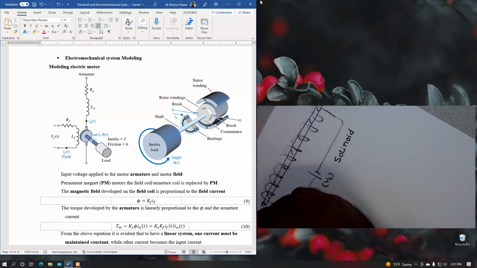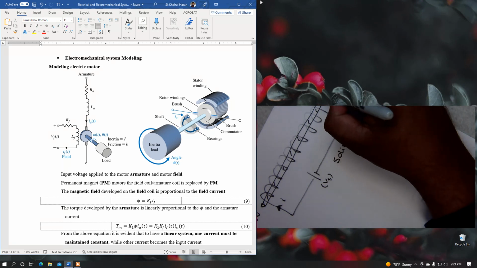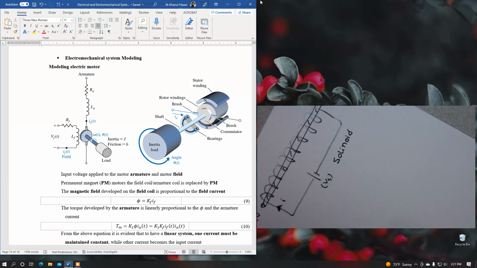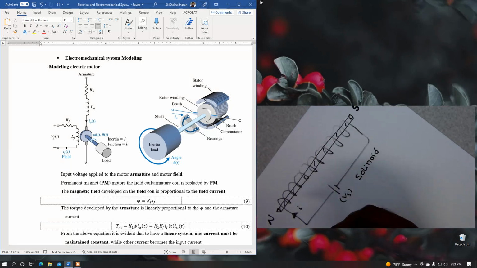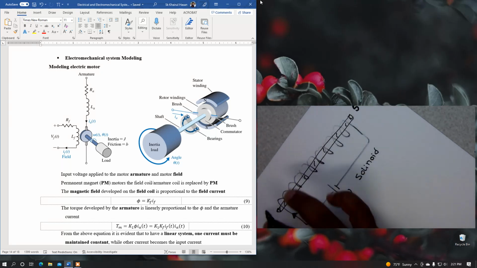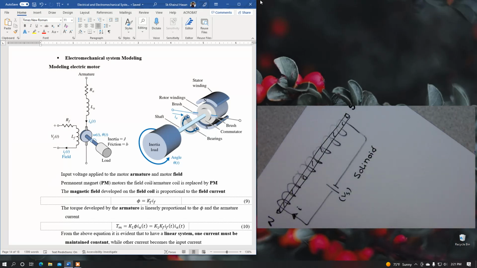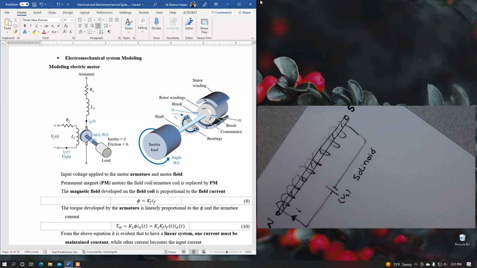And north and south poles will be generated. Now if you change the direction of the current flow, then this north and south pole will flip instantly. So this is called a solenoid. A motor is also based on the same principle. It's called Faraday's law of induction, electromagnetic induction, I believe. So it's Faraday's law.